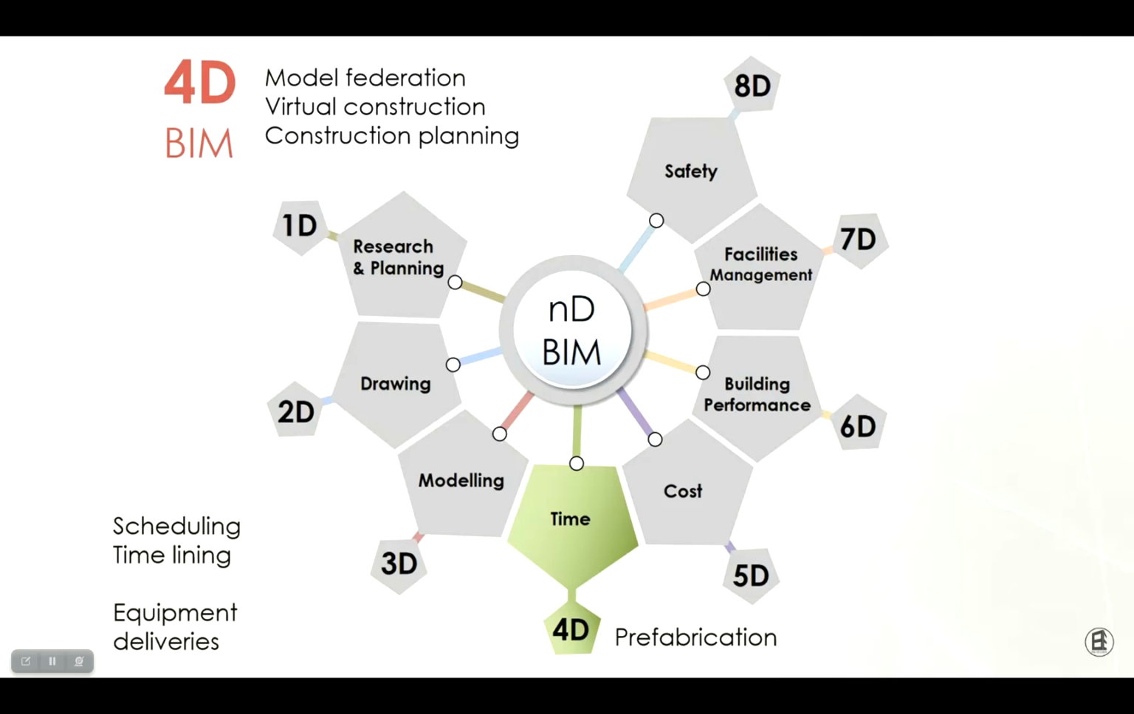So when we talk about 4D, 4D BIM is basically your model federation, virtual construction, construction planning. When we talk about these three things, the first thing in my mind is the scheduling timelines. Here we are basically planning. We are doing the scheduling for our project for man, machine, and materials, equipment deliveries, how that equipment is going to be delivered, the raw material, prefabrications. So basically we are going to do virtual construction and construction planning in that 4D. That is basically the time scheduling.